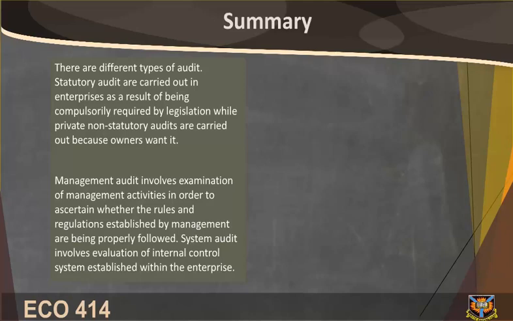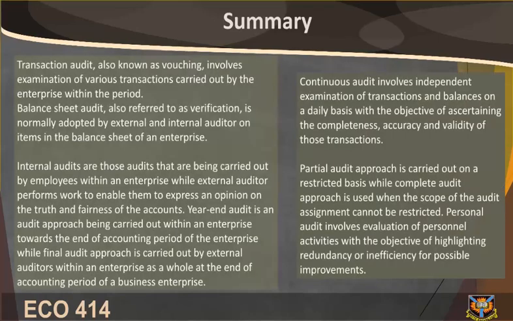Summary. There are different types of audit. Statutory audits are carried out in enterprises as a result of being compulsorily required by legislation, while private non-statutory audits are carried out because owners want it. Management audit involves examination of management activities in order to ascertain whether the rules and regulations established by management are being properly followed. System audit involves evaluation of internal control system established within the enterprise.